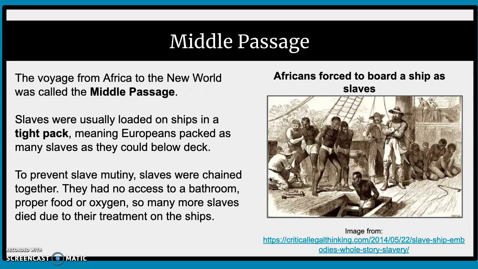Middle Passage. The voyage from Africa to the New World was called the Middle Passage. Slaves were usually loaded on ships in a tight pack, meaning Europeans packed as many slaves as they could below deck. To prevent slave mutiny, slaves were chained together. They had no access to a bathroom, proper food or oxygen, so many more slaves died due to the treatment on the ships.